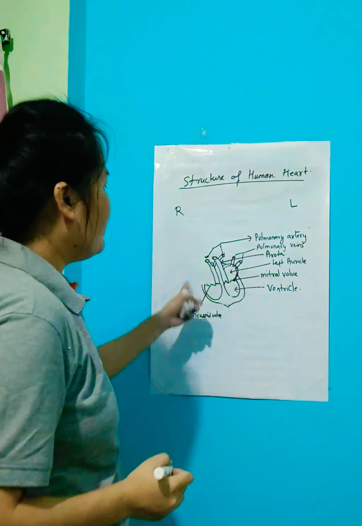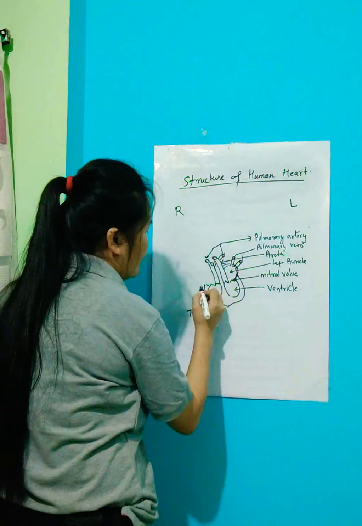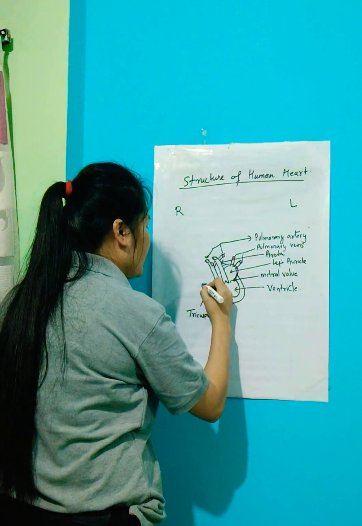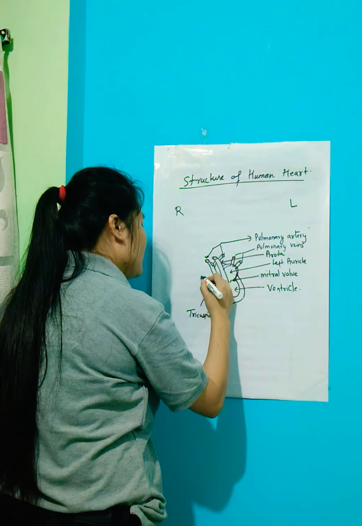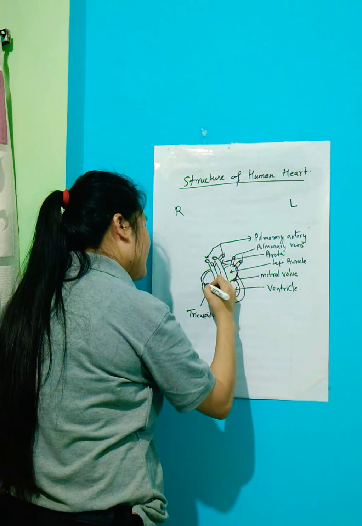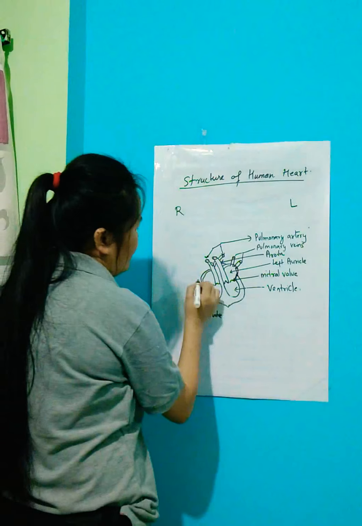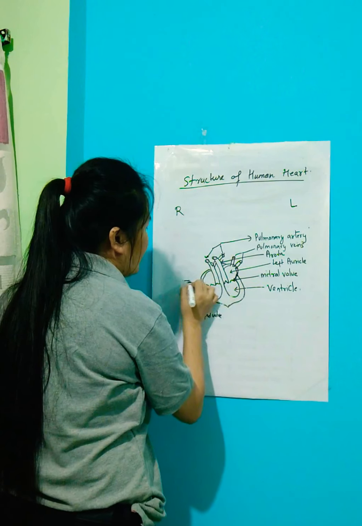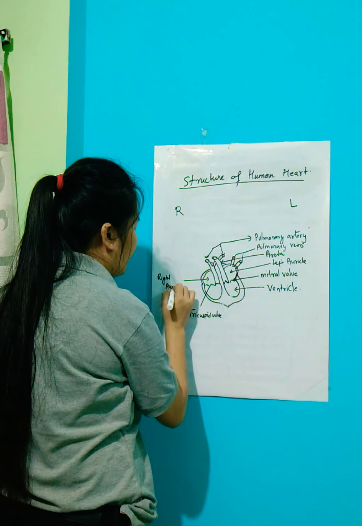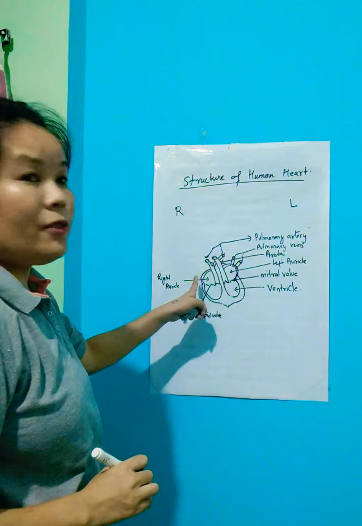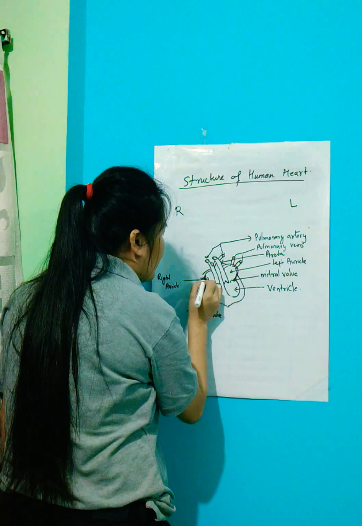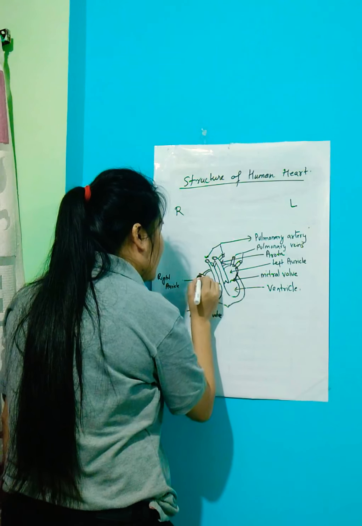Now come back to the right side. Here again we will draw one more chamber. As I have told already, there is again a thin wall here. Now what did we get here? We got the right auricle. Now this right auricle opens to the vena cava.